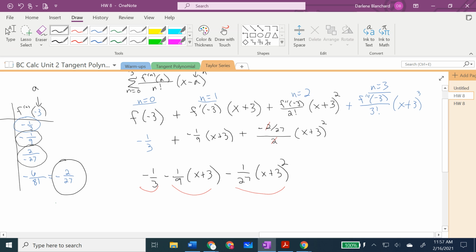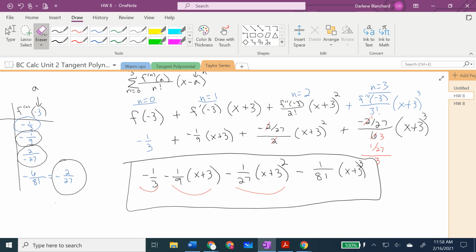The 3rd derivative at the center is negative 2 over 27. 3 factorial is 6. And then I want to simplify. As I simplify, I'm going to divide by 2, divide by 2, and then 1 over 27 divided by 3 will become, with my negative sign, 1 over 81. This is the answer to part A. And that is the big thing that you are doing as you are learning about the Taylor formula.